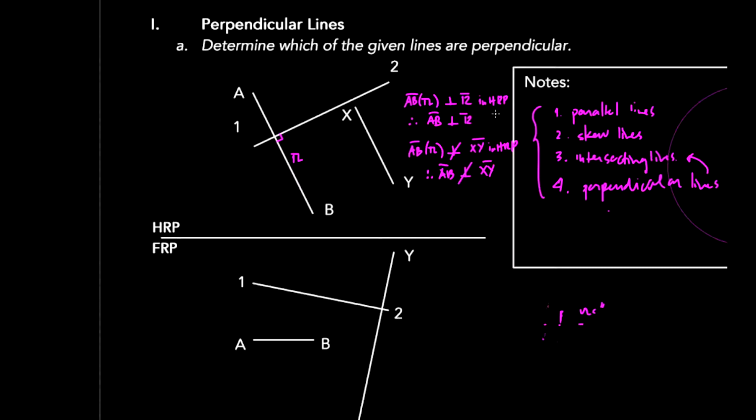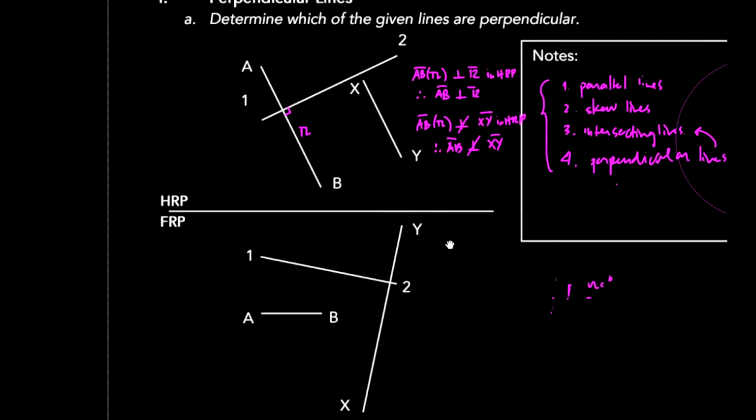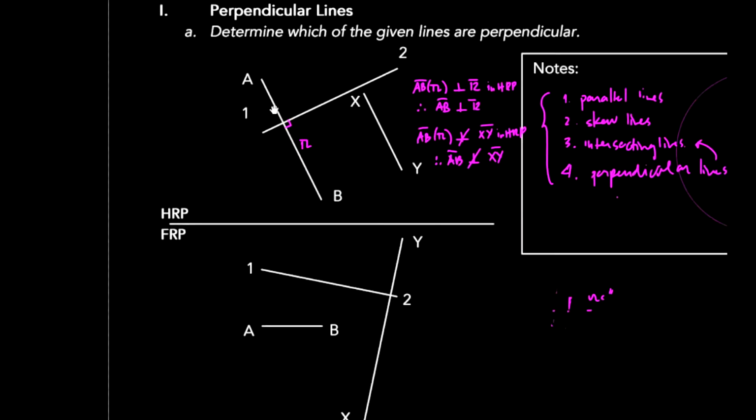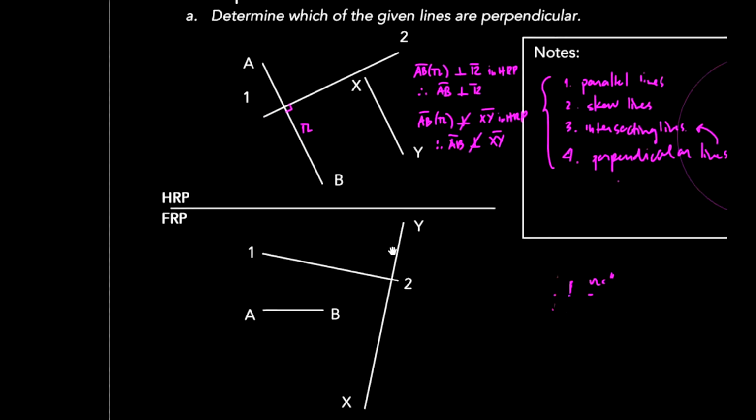Pero sometimes hindi na necessary itong proof of non-perpendicularity. Usually ang hinihingi lang sa atin is to prove that one line is perpendicular to another line. Okay? Tapos we've done AB and 1, 2, tapos AB and XY. So ang kulang na lang natin is 1, 2, and XY.